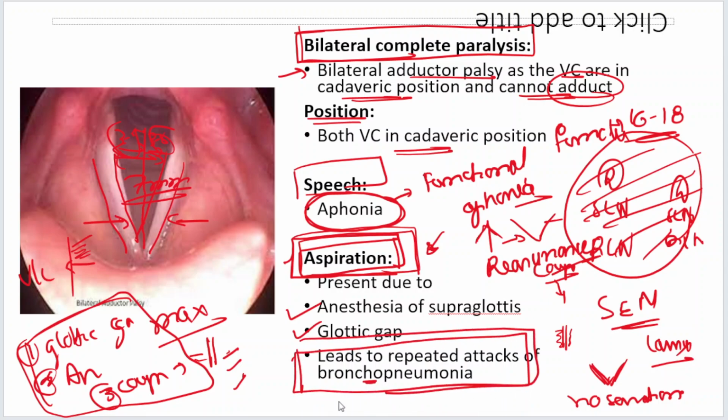Why bronchopneumonia? Whatever food he eats will go into the larynx. He will not be able to cough it out through the larynx and trachea. He'll try to cough, but he cannot, and all the secretions will go into the lungs, causing solidification and infection of the lungs, and the patient is going to have bronchopneumonia. That is the major problem with bilateral complete paralysis.